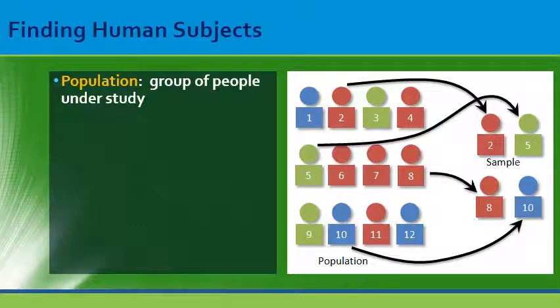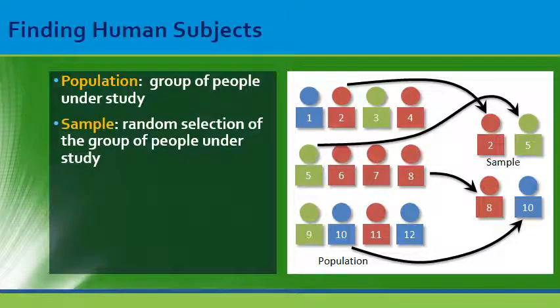A population is the group of people under study. Are we studying the behavior of teenagers? Are we studying the behavior of married, middle-aged women who are middle class? What is the group of people under study? Because behavior might vary depending on which group you're talking about. Once you find the population, you've got to figure out how to sample that population.